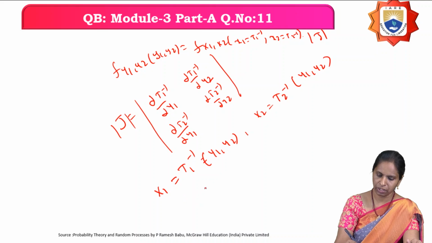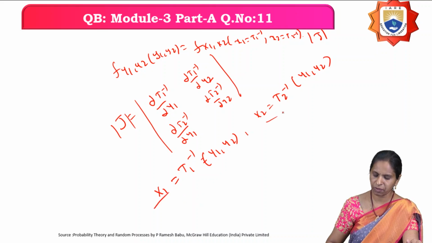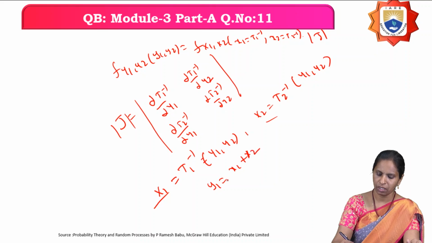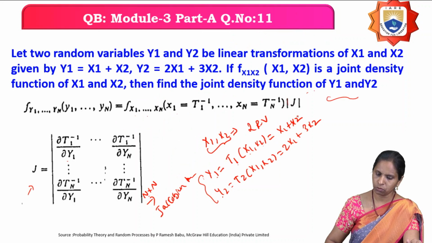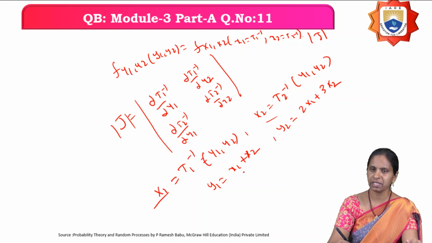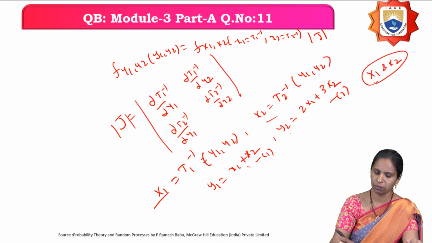Then from this we have to calculate x1 and x2. So what is y1? They have given y1 equals x1 plus x2. And y2 is given as 2x1 plus 3x2. Then by simplifying, I'll write it in terms of x1 and x2. So you have two equations and two unknowns, x1 and x2, which you have to calculate.